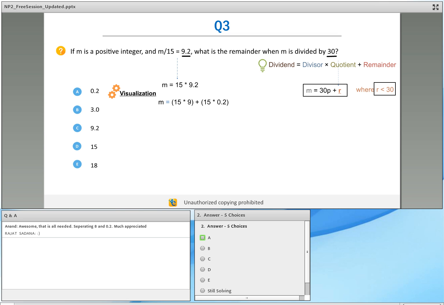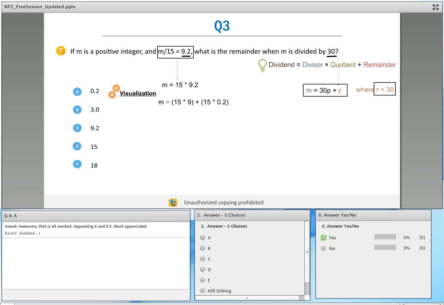All right, so let's look at what we are given. We are given that m by 15 is 9.2, which means we can express m as 15 times 9 plus 15 times 0.2. It's fairly simple. You guys saw that we did that last time, and we're going to elaborate this even further. We're going to visualize this further. But so far, are you guys with me when I do this? All right, perfect.